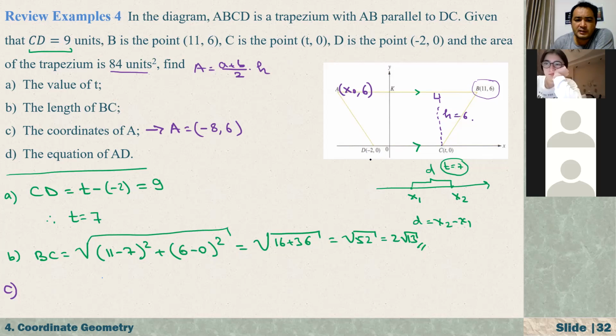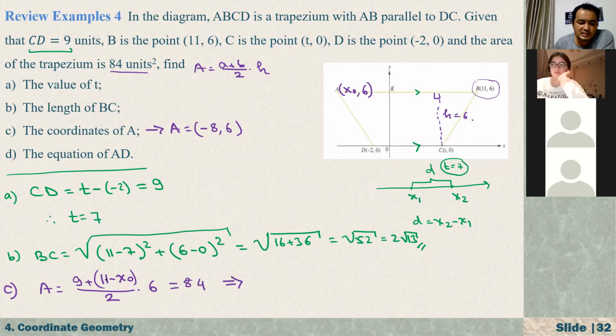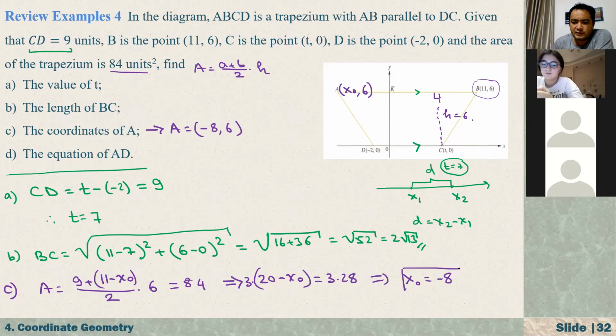We know the first parallel side, CD. Actually, it's given, it's 9. So the area is equal to 9 plus AB, where AB is equal to 11 minus x sub 0, over 2 times the height. The height is equal to 6, and the area is given as 84. Now if you solve this equation, 9 plus 11 is 20, so 20 minus x sub 0, and 6 divided by 2 is 3. On the right-hand side, we have 3 times 28. So from here, 3 is gone. What is x sub 0? X sub 0 is equal to negative 8, because 20 minus negative 8 is equal to 28. Very good. All right. Is it clear? Did you get it?